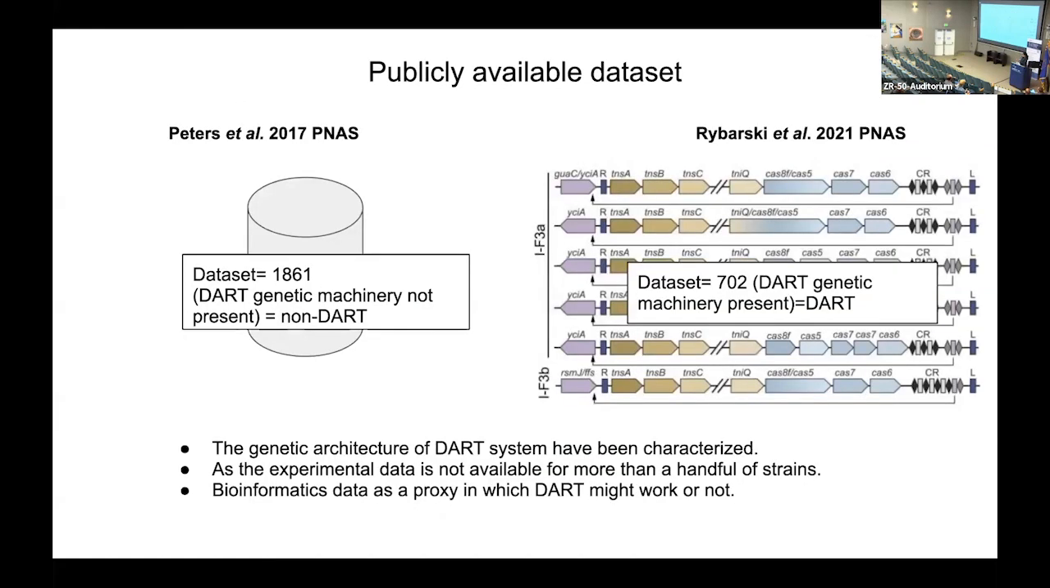Because there's not much experimental data on where DART works, we use bioinformatic data as a proxy. If the genome has the DART genetic architecture, we classify it as DART containing, and if it doesn't have it, we classify it as non-DART containing, on the left. So again, this helps improve the data set that we have, but we have to take with a grain of salt that this is bioinformatic data, and we're using the presence of the genes for DART to infer whether DART works or not. With the 2 data sets that were publicly available, we now have about 2,500 genomes to examine.